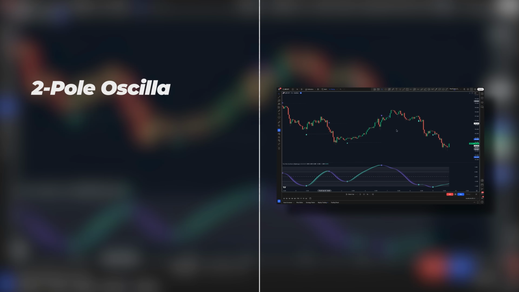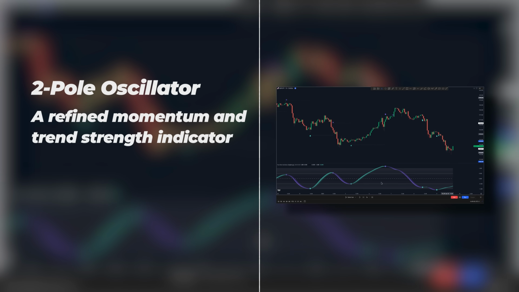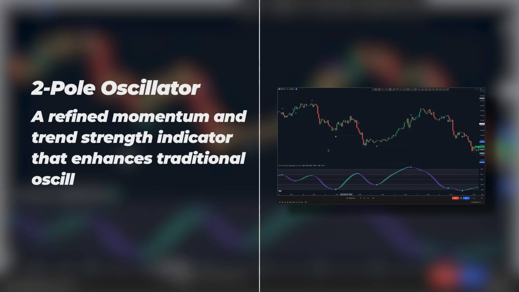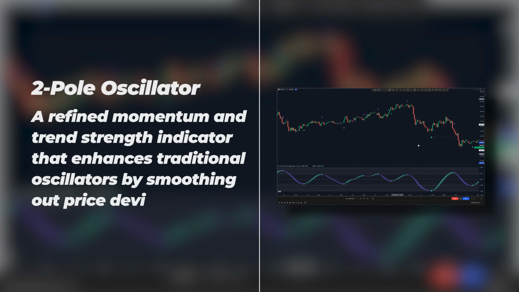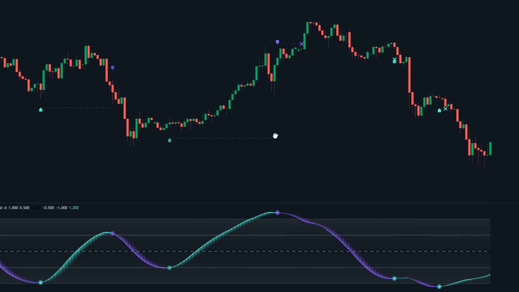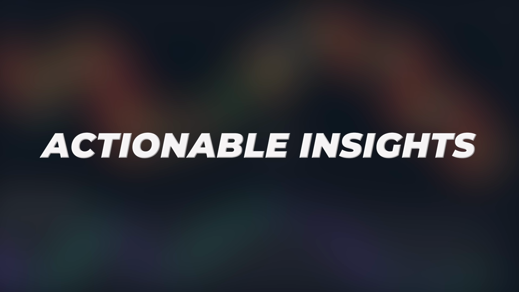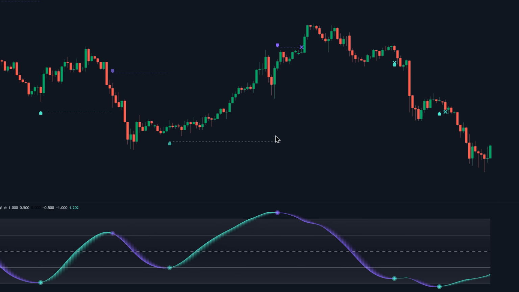Now, the 2-pole oscillator is a refined momentum and trend strength indicator that enhances traditional oscillators by smoothing out price deviations using a 2-pole filter. In simple terms, it's designed to offer cleaner signals, reduced noise, and actionable insights that can actually be helpful in your trading. This indicator is made up of the following components.